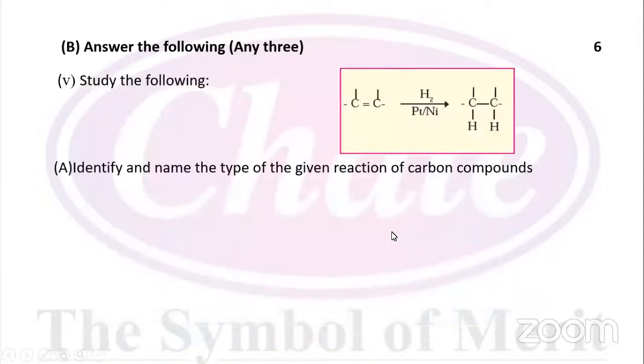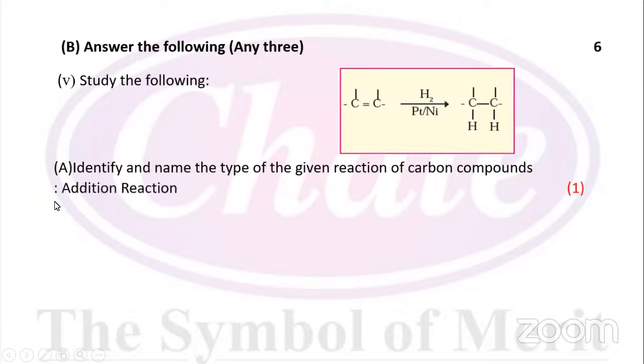Now, the next question, question number 5, is a study of the following. They have shown you one chemical reaction, a partial part. There is a carbon-carbon double bond and the remaining 2 bonds are there. Hydrogen gas reacts with that in the presence of a catalyst, platinum or nickel. It shows that a carbon-carbon single bond is present; one bond is broken here and it is bonded with hydrogen. Now you have to identify and name the type of the given reaction of a carbon compound.